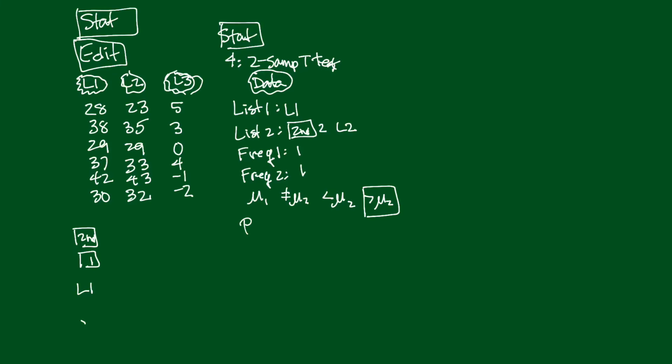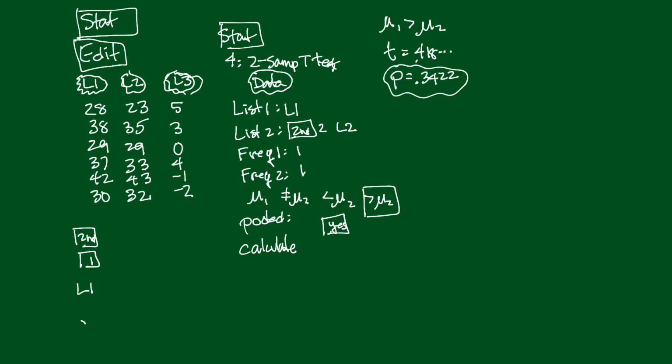Next thing that comes up is pooled. Right, now we are pooling the data. We're going to take all of these as one standard deviation. So get that on yes. We're going to pool our data. And now you calculate. And when you calculate, a bunch of numbers come up. Here's the one we're concerned with, right? We want the p-value. All right, so we're getting a p-value of 0.3422.